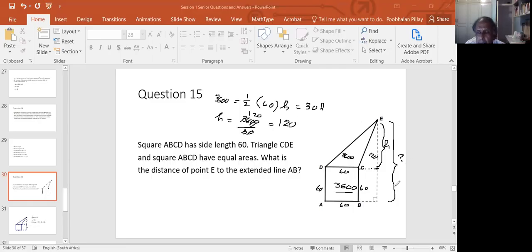And we need to know the whole thing, but we already know that this is 60, from here to here. So there we have it. This question mark will have to be 120 plus 60, and that is what we are looking for. The distance of the point E to the extended line is that. No units are given here. They're not saying centimeters or anything. So you just say 180. So that's the answer to question 15.